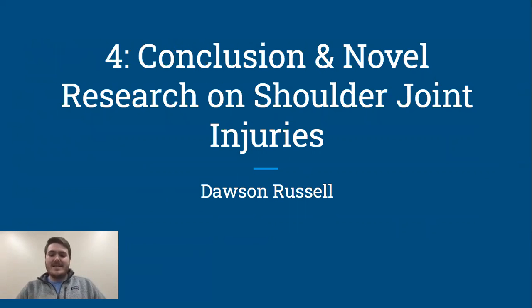I will be covering the conclusion and novel research over the shoulder joint injuries. Before I get into my presentation, I would like to provide a brief overview of what my fellow group members have talked about so far. First, Kersee talked about the anatomy and physiology of the rotator cuff. Second, Kaitlyn covered the degenerative rotator cuff. And third, Mary covered impingement syndrome.